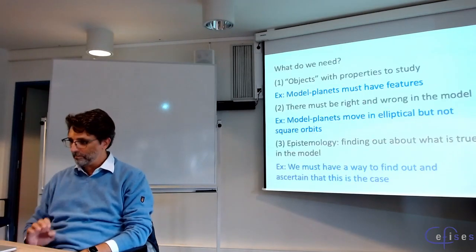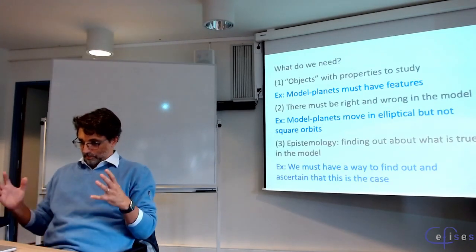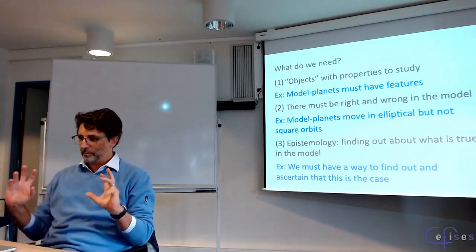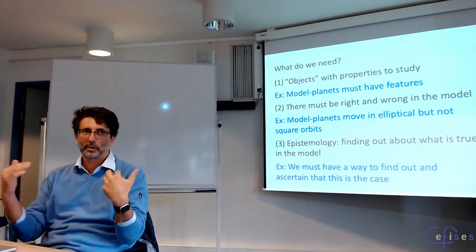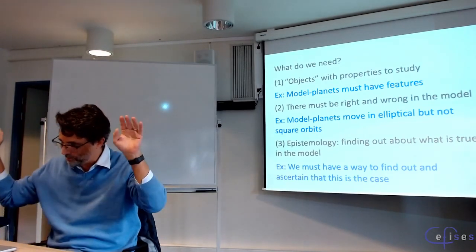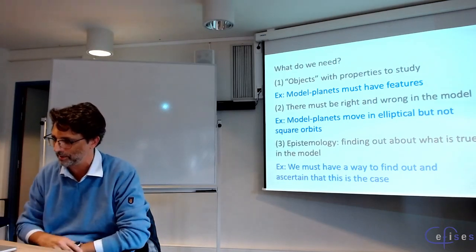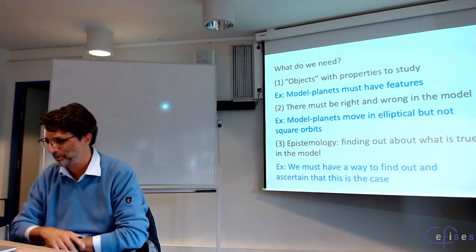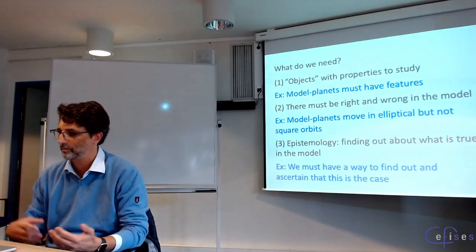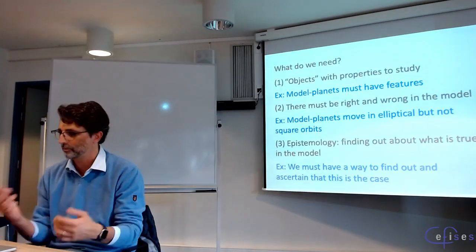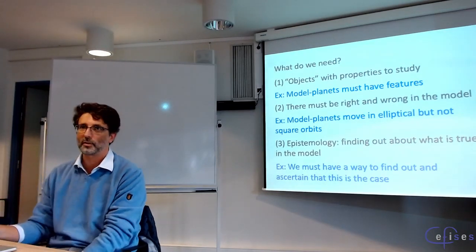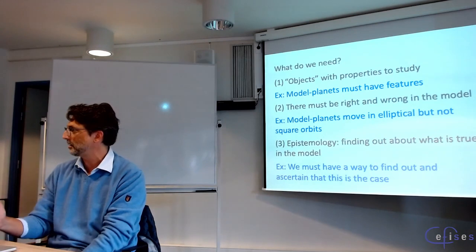And there are two schools of thought, but before we come to these, let us reflect on what we actually want. Let's work it backwards. So we want that the objects, and I put them in scare quotes now because they are not objects of a physical kind, they must have properties that we can study. So, for instance, model planets must have certain features. They must be right and wrong in the models. The fact that something is not physical doesn't mean that it's arbitrary.